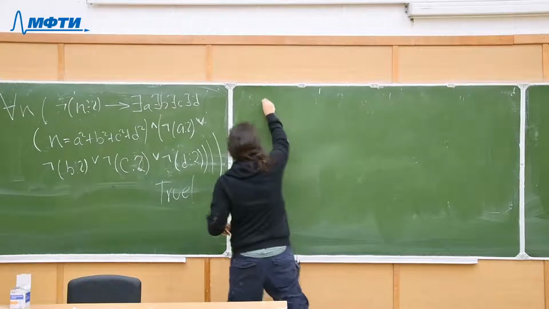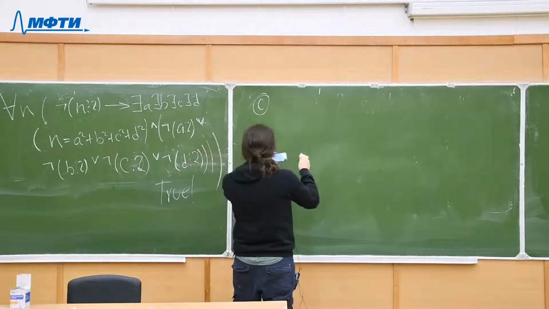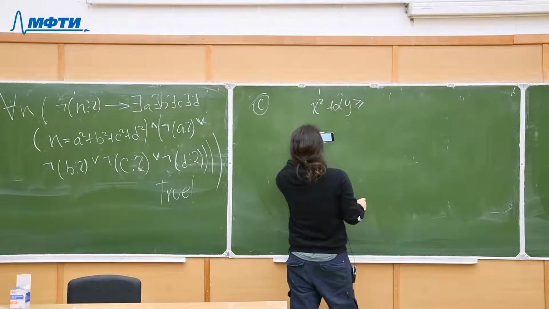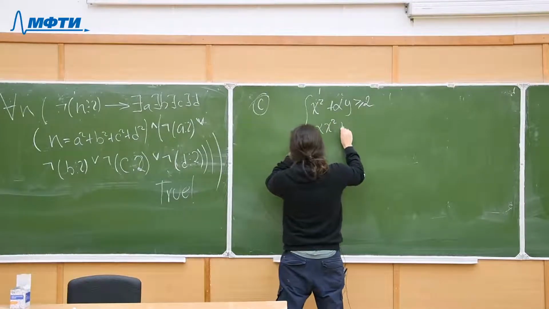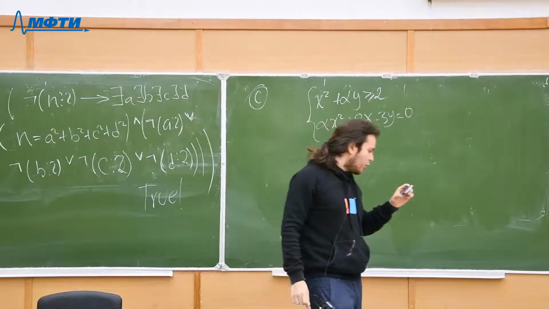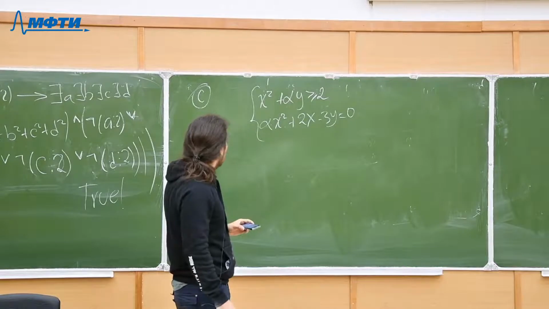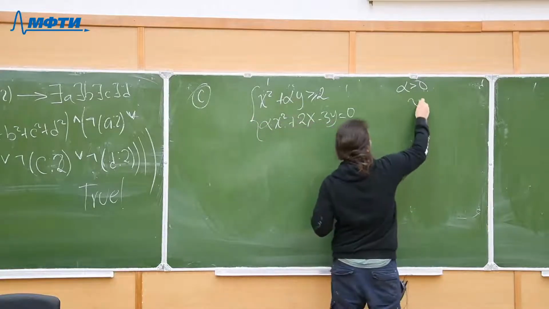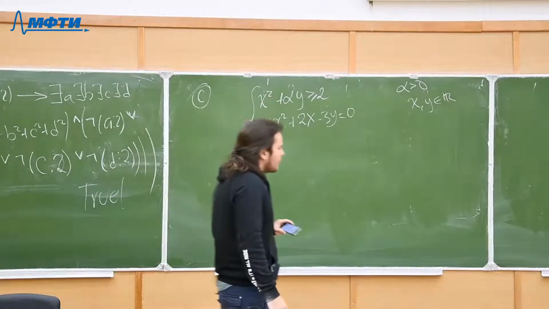So, number C. We have the following system of inequalities. So we have this system, x squared plus alpha y is greater or equal than 2, and alpha x squared plus 2x minus 3y is equal 0. And we say that the following system has a solution in real numbers for some positive value of parameter alpha. So alpha is positive, and x and y belong to the real numbers, right?